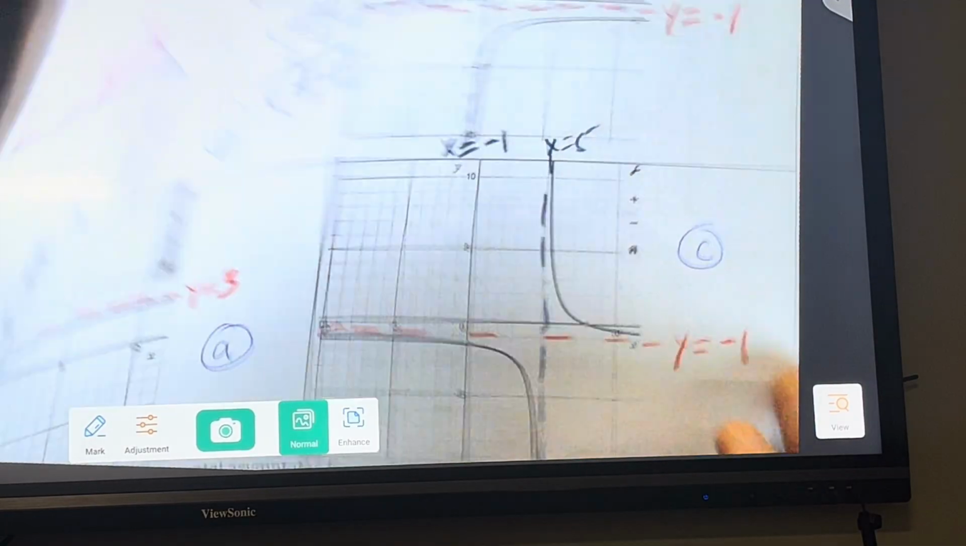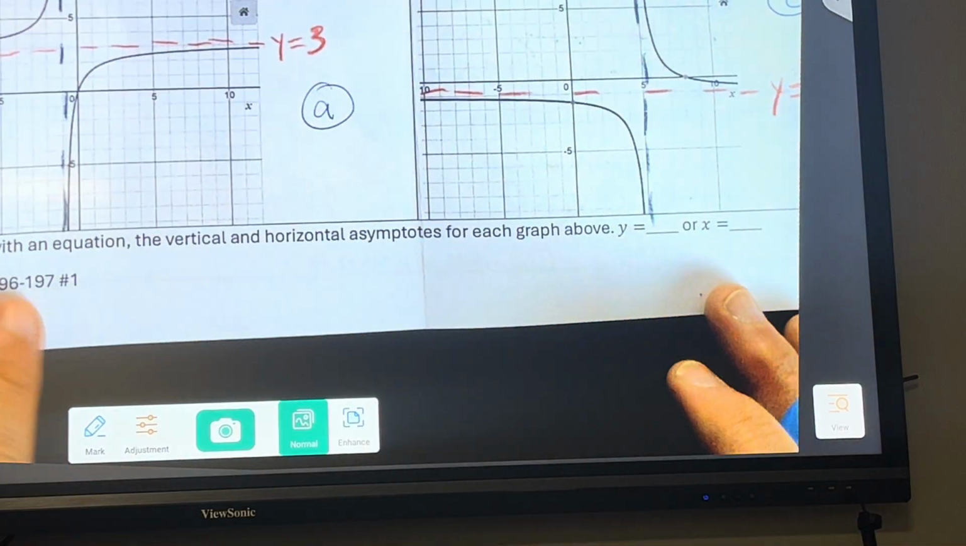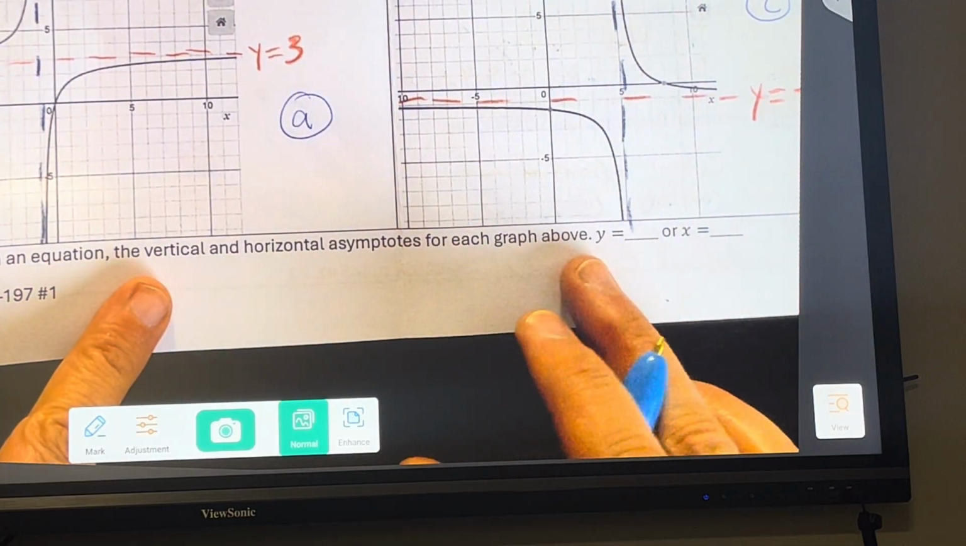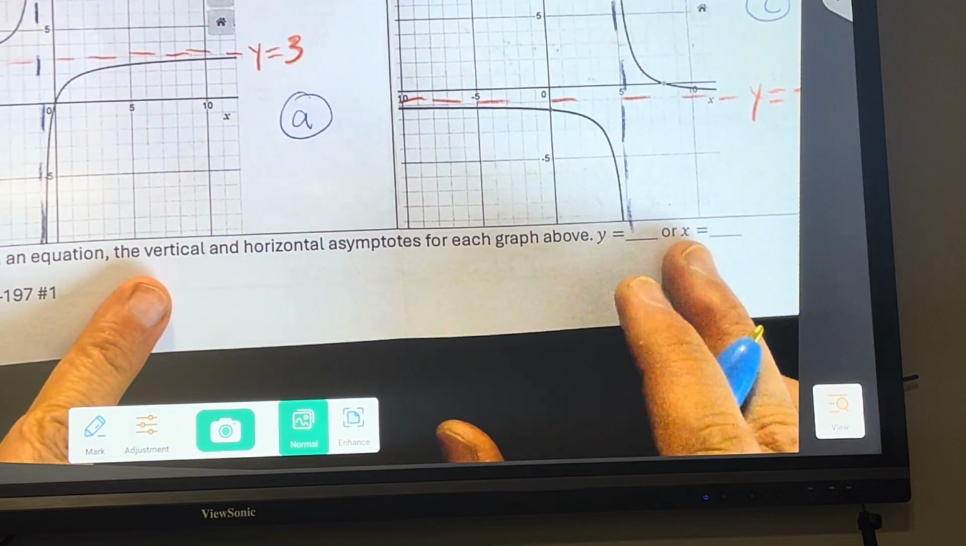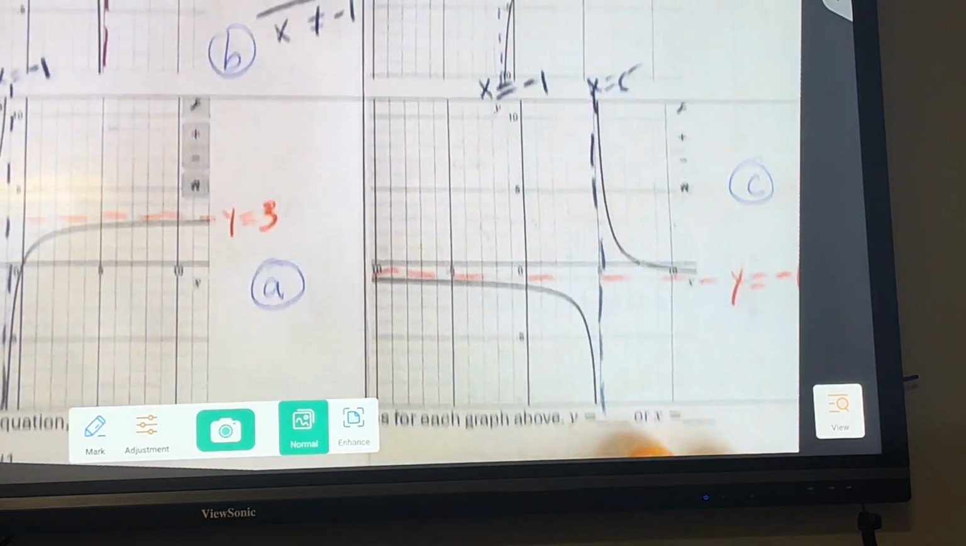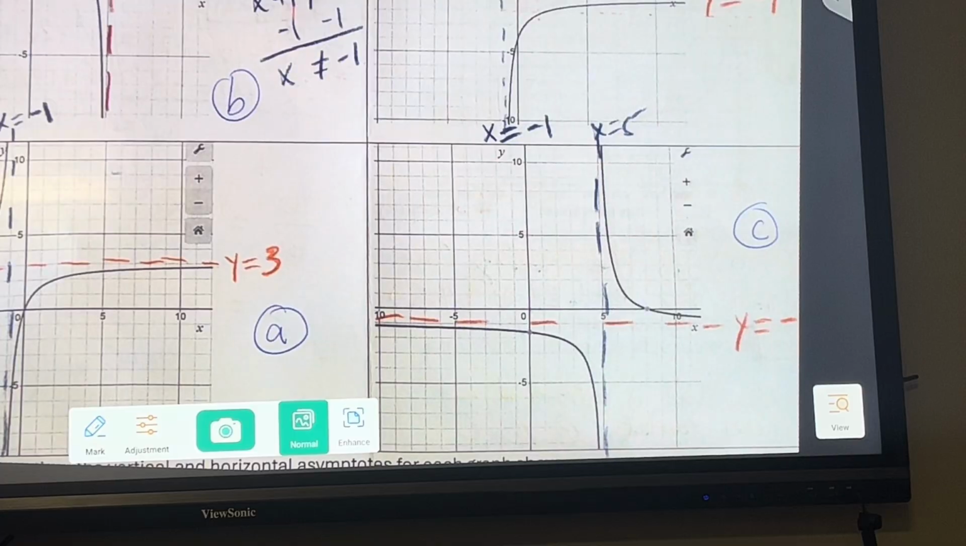Then the last question: label with an equation the vertical and horizontal asymptotes for each graph, either y equals or x equals. And I'm pretty sure that is now all done for each item. Yes.